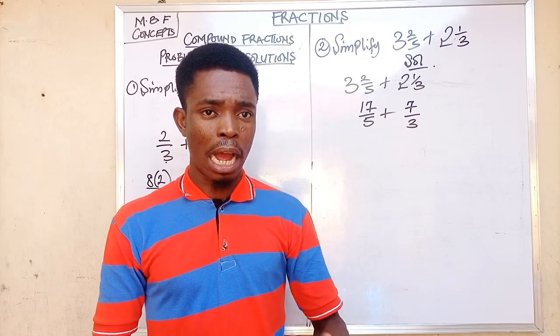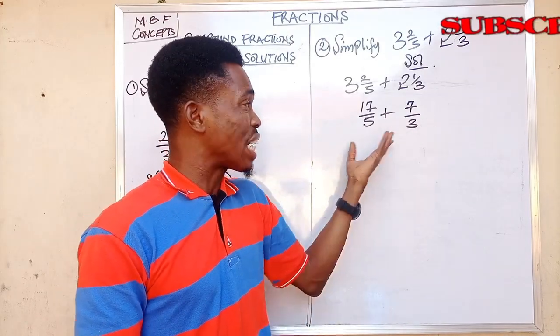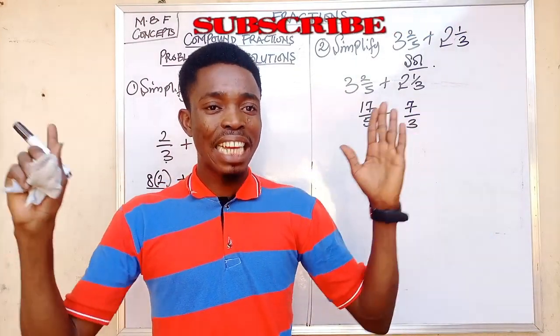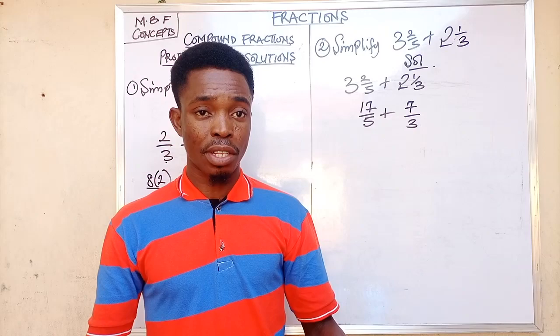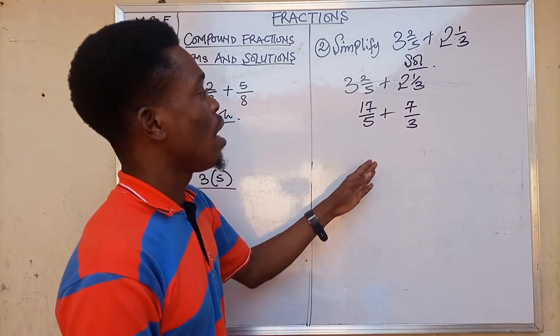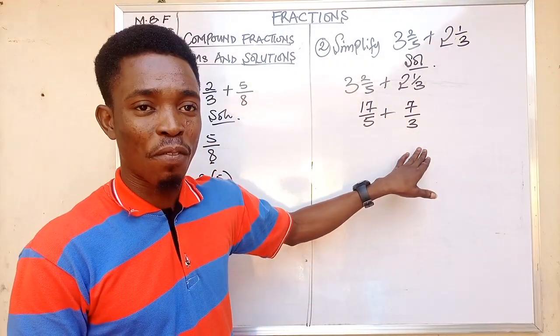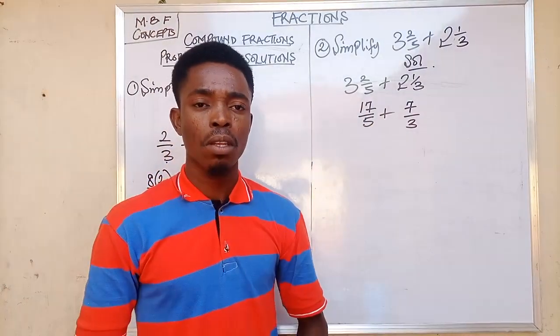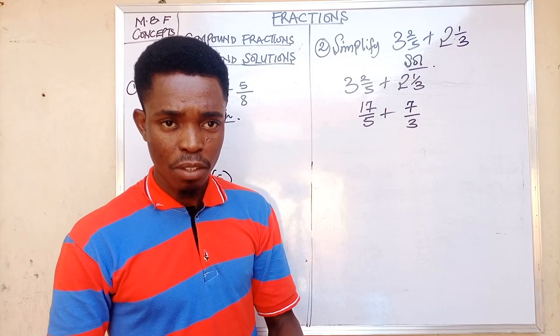Guys, hope that is sticking. Now, what do we do to be able to reduce a compound fraction to a simple fraction? Simply find the L.C.M of the denominators. Are you there, guys? I've told you before, I don't need to start looking for the L.C.M of 3 and 5. You already know how to get that. So the L.C.M of 3 and 5 is 15, 3 times 5. All right?